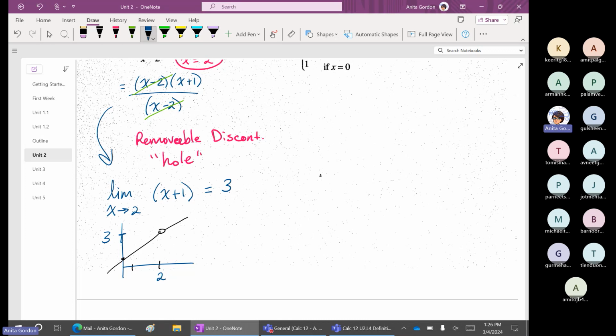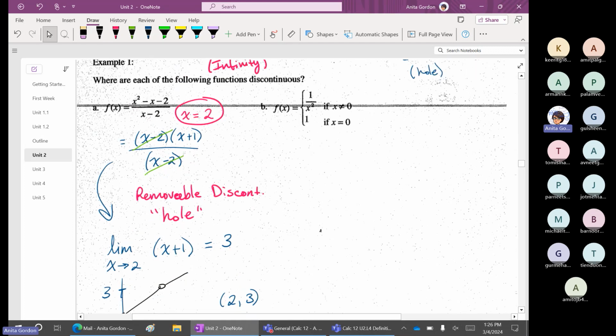For the limit of this, I can essentially draw a picture. I know where the hole is. That's (2, 3). The function is not there, but we have a limit of 3. Consider the domain of this function. So if you can factor it out, you have a removable discontinuity because you can remove this discontinuity. It still exists, but it can be removed.